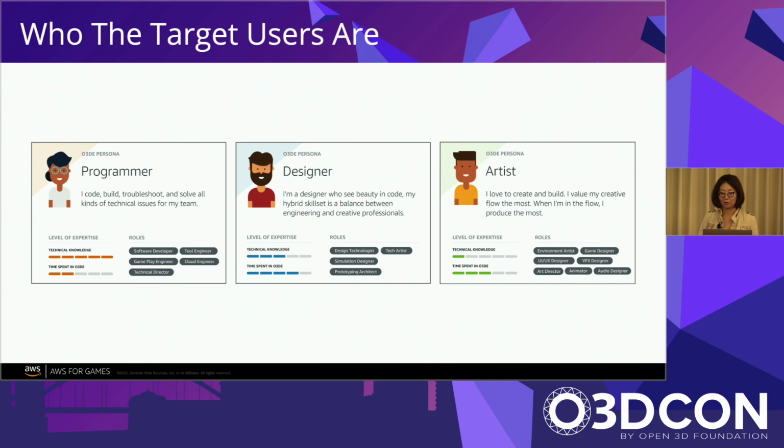We talked to more than 100 different types of customers, and this is how we categorized the different user profiles. Engine developers or software developers, we basically categorize as programmers. Designers are, for example, tech artists, design technologists, or sometimes game designers. And then there are artists. So that's the way we group the different users together.